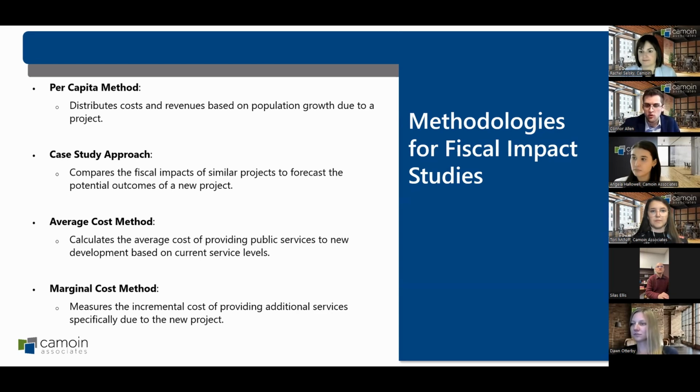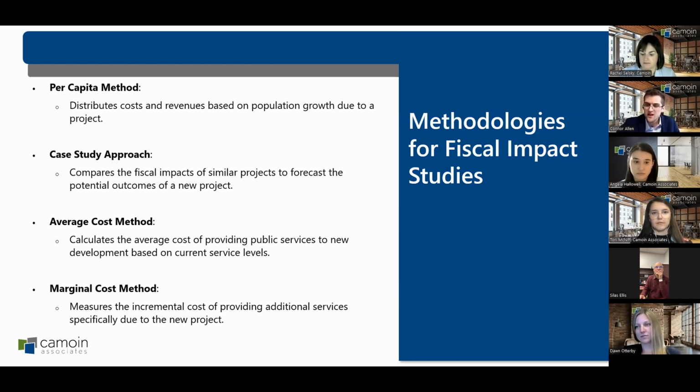By looking at the historical results of comparable projects, governments can forecast potential outcomes for a new project. This method offers practical insights based on real-world examples. The average cost method calculates the average cost of providing public services to new developments based on current service levels.